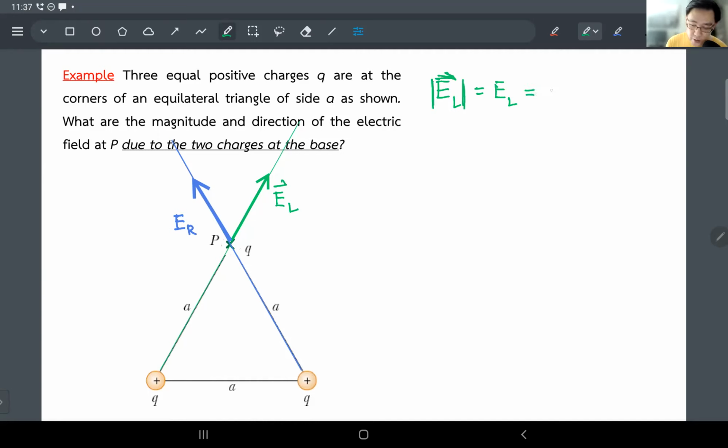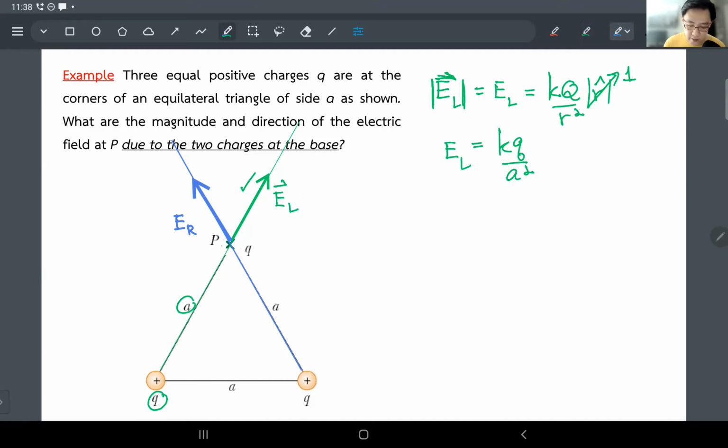From Coulomb's law, it's going to be K, the charge that's generating the field, over the distance squared. And as you can see, I don't really have to do any vector calculation anymore because I'm already done with the direction. All I have left to calculate is the magnitude. The magnitude of r hat is already 1, so you don't have to worry about that r hat anymore. Is it good? So I just substitute in the values. The charge is Q. The distance is just a. That is the magnitude of this E sub L vector.